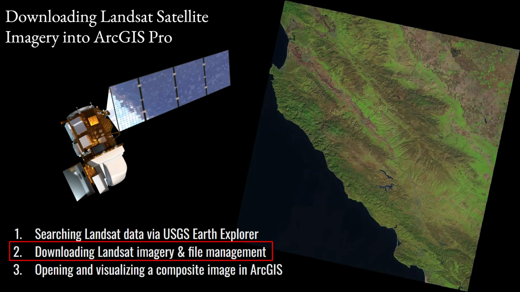In the second part of this video series, I'm going to quickly explain how we get the downloaded Landsat imagery from where we downloaded it in the last video into ArcGIS Pro. There's a quick file management step that we have to go through to be able to actually open it in ArcGIS. You can't just click the downloaded file and expect a satellite image to appear like on the right.